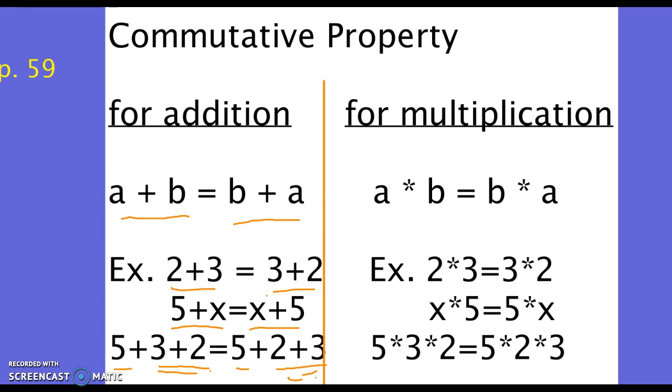It works for addition, and it also works for multiplication. So for instance, A times B is the same thing as B times A. Notice again, the order's changed. 2 times 3 is 3 times 2. X times 5 is 5 times X. And notice in my bottom example, the 3 times 2 became a 2 times 3. So again, commutative property says it's okay to change the order.